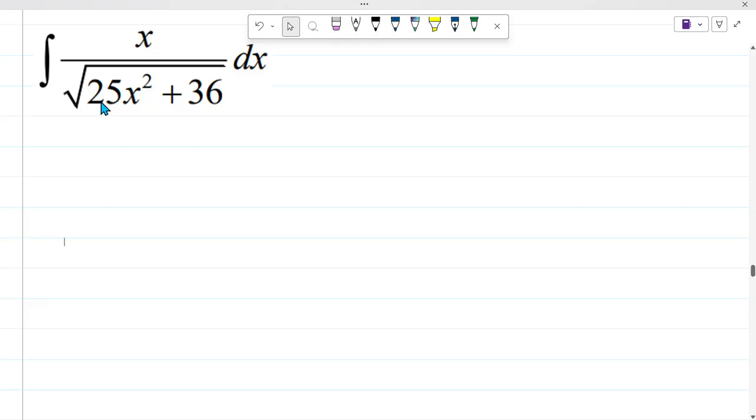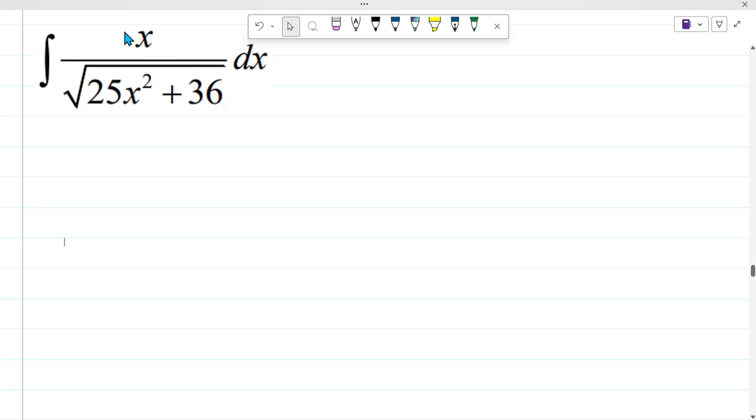Okay, how about we take whatever is inside the square root to be f of x. If we let 25x squared plus 36 be f of x, can x be the derivative of this? Yes, but so far it is only partially the derivative, it's missing a coefficient there. So we need to correct that coefficient by cooking.